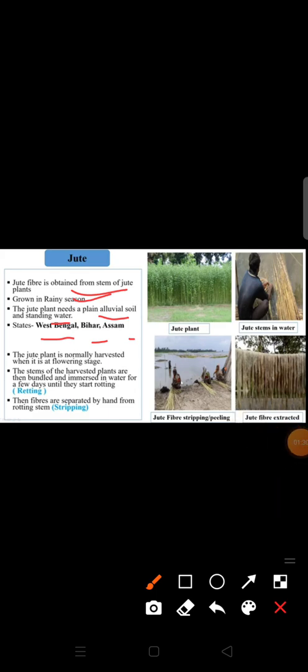The jute plant is normally harvested when it is at flowering stage. The stems of these harvested plants are then bundled and immersed in water for a few days until they start rotting, and the process is known as retting. After that the fibers are separated by hand from these rotting stems, and the process is known as stripping.